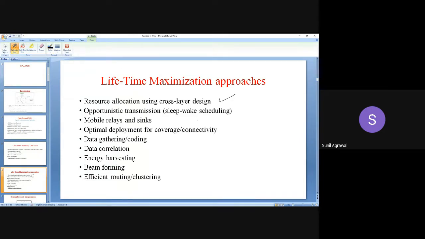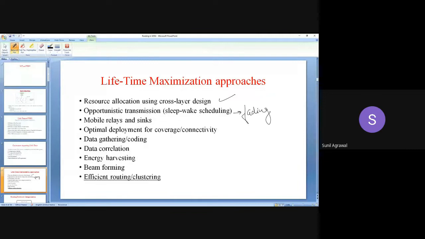Another is opportunistic transmission. We know the transmission is through the wireless medium, which is highly unfavorable. Because of fading, the environment is not going to support the communication continuously. Sometimes the environment or wireless medium is most favorable and sometimes it's not.